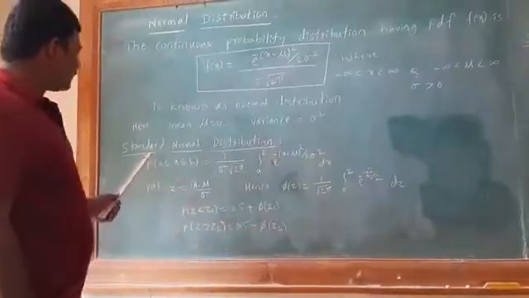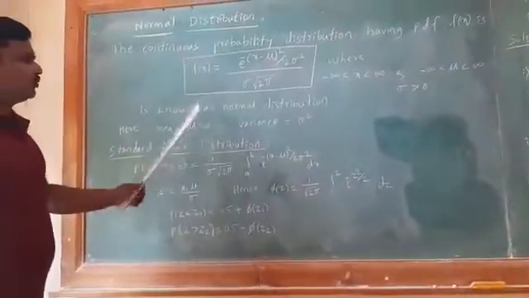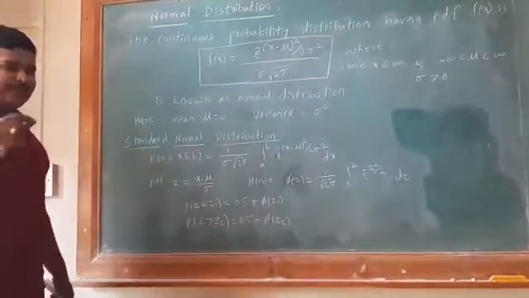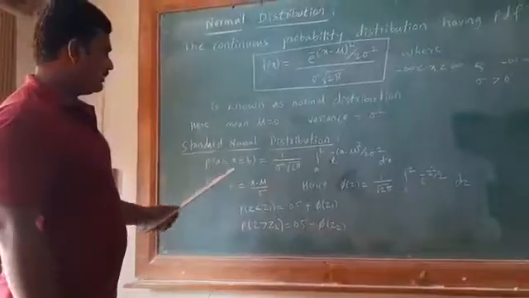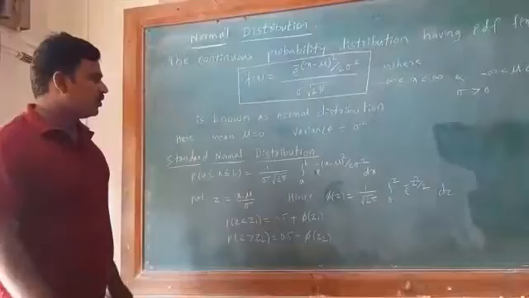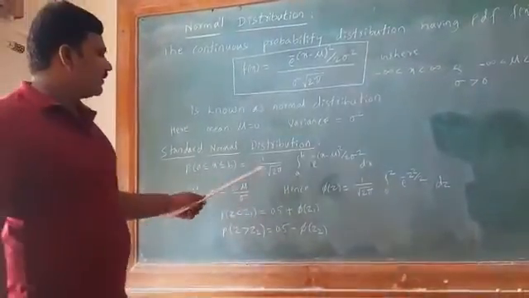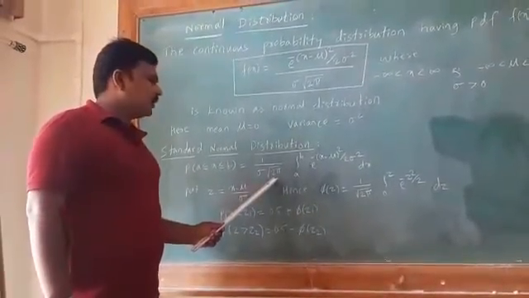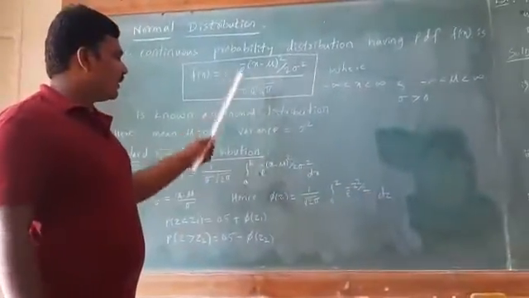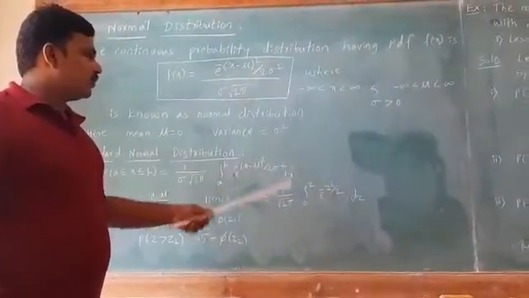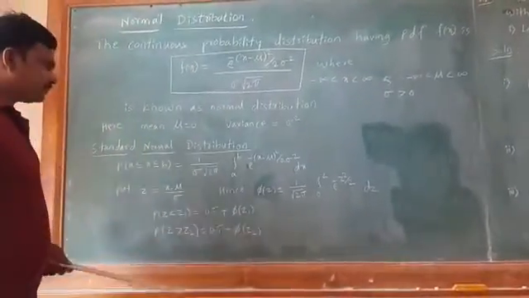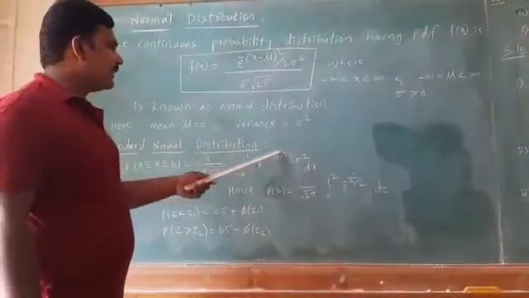Now another part, standard normal distribution. P of x lies between a to b, meaning x is greater than or equal to a and x is less than or equal to b, these are the limits. So 1 divided by sigma into under root of 2 pi, the integration from a to b of e raised to minus (x minus mu) the whole square divided by 2 sigma square into dx. Here we can't integrate this term directly.